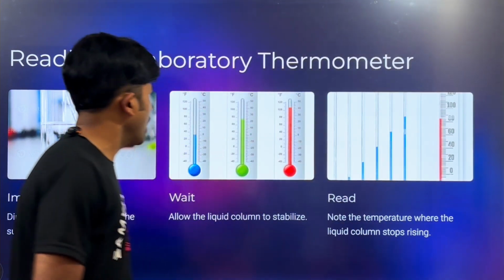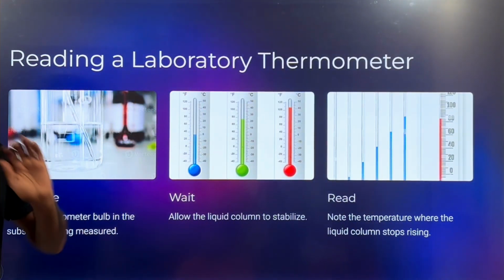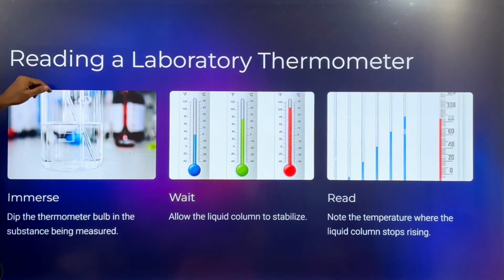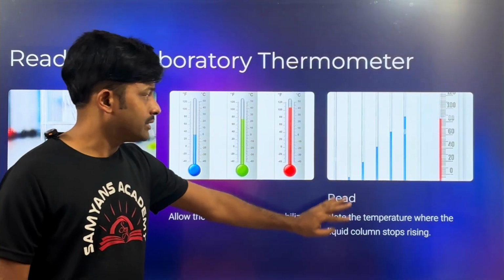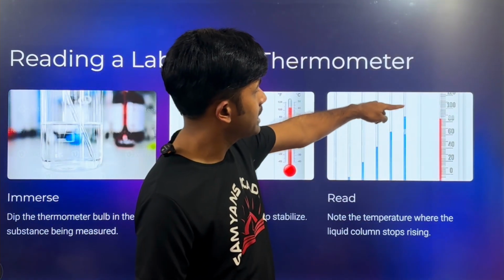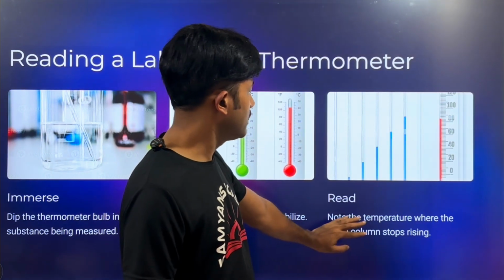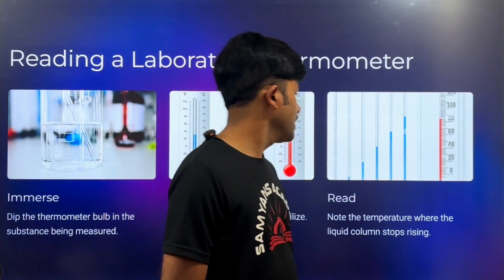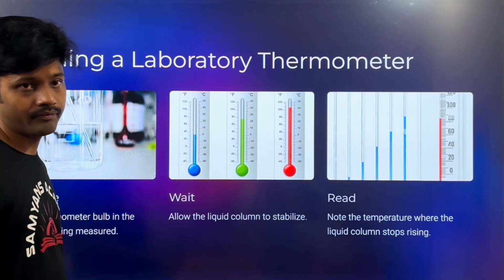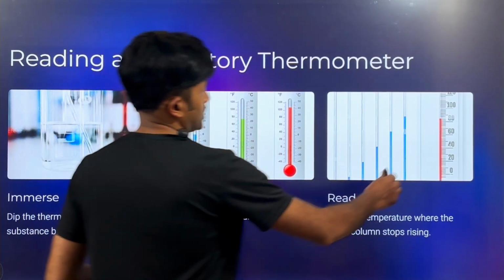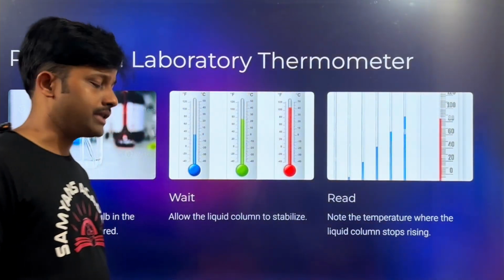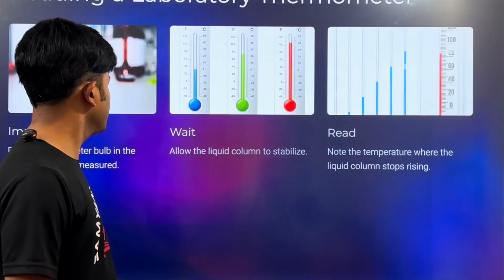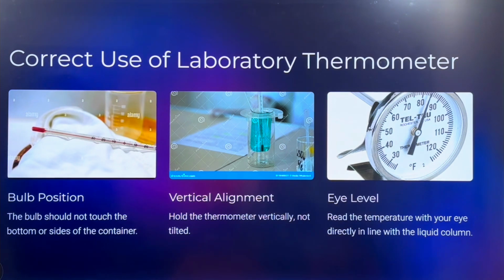Remember these things. And how to use this laboratory thermometer? First you have to place the laboratory thermometer and dip the thermometer bulb in the substance being measured. You wait for the liquid column to stabilize. After the liquid column stops rising, you note the temperature where it stops. Now you see here how much it is showing. 80 is up to here, 81, 82 it is showing. 82 degrees Celsius.